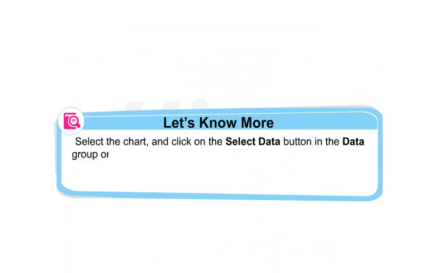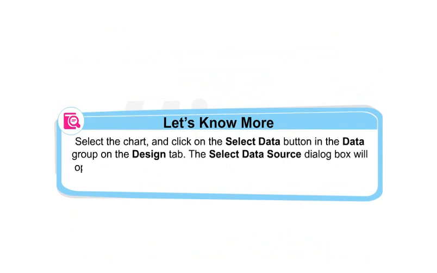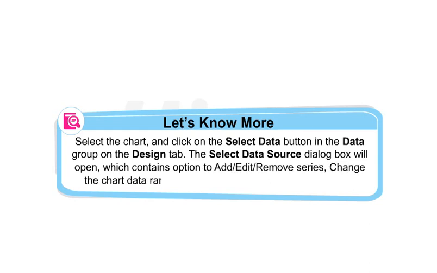Students, note the fact that if you select the chart and click on the Select Data button in the Data group on the Design tab, the Select Data Source dialog box will open, which contains options to add or edit or remove series, change the chart data range, etc. Make the modifications as needed.